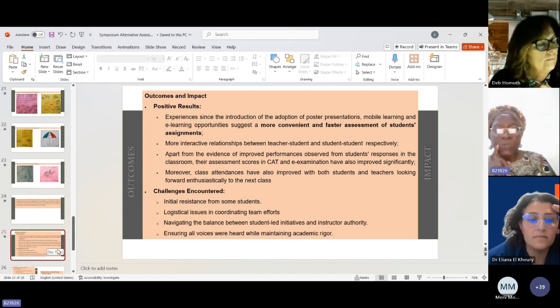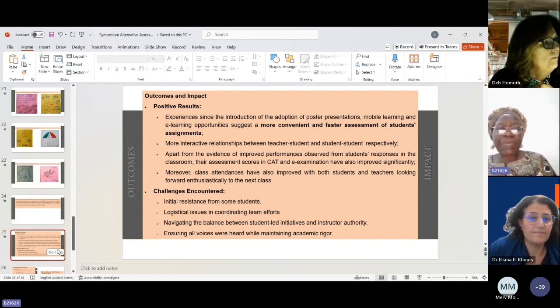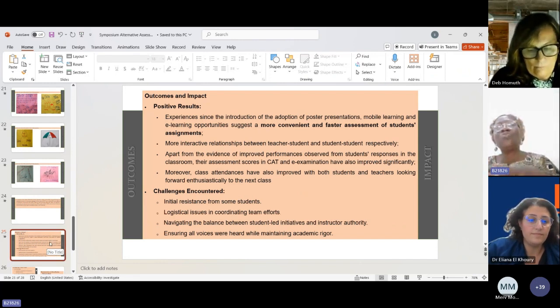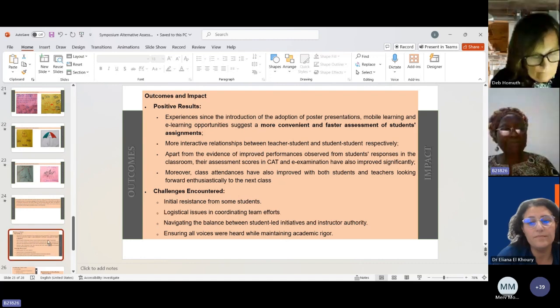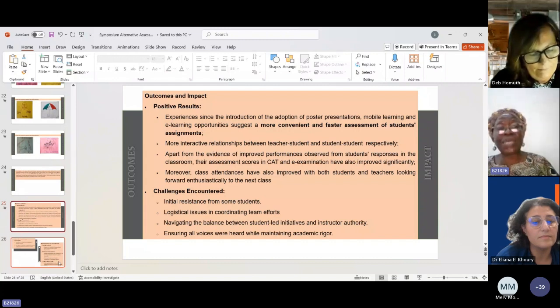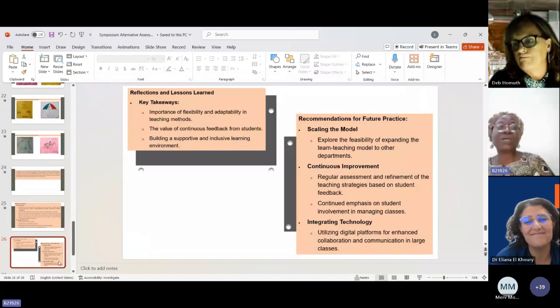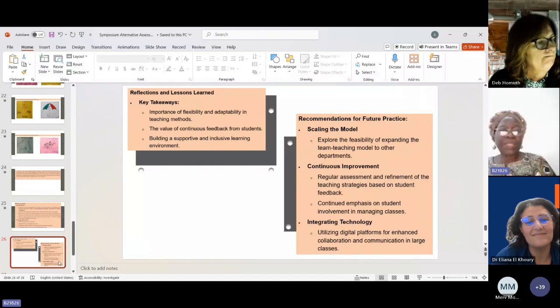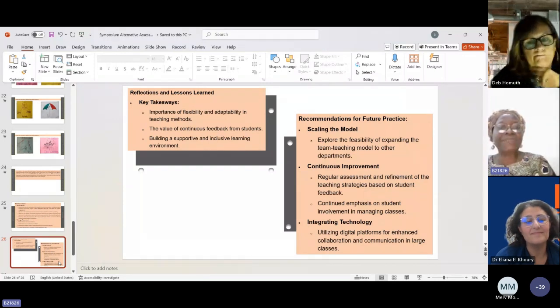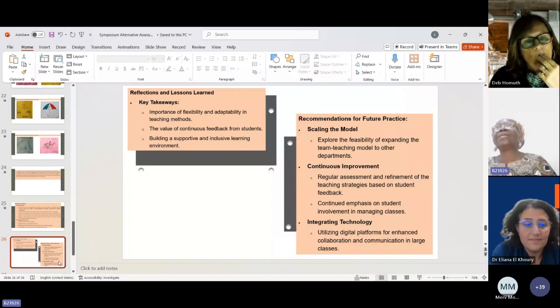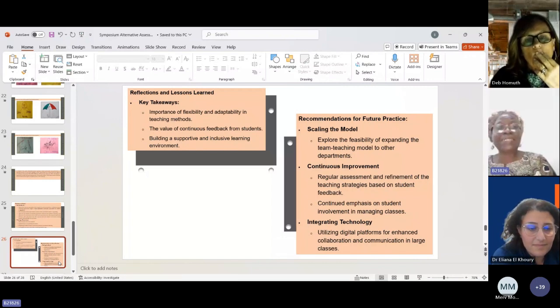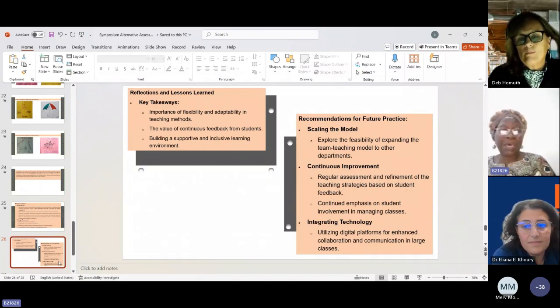And also, because some students find it easier to work with their peers, they come out of their shadows more than they would when they are on their own. And reflections and lessons learned from this give us an idea that it is important to be flexible and adaptable in our teaching methods.